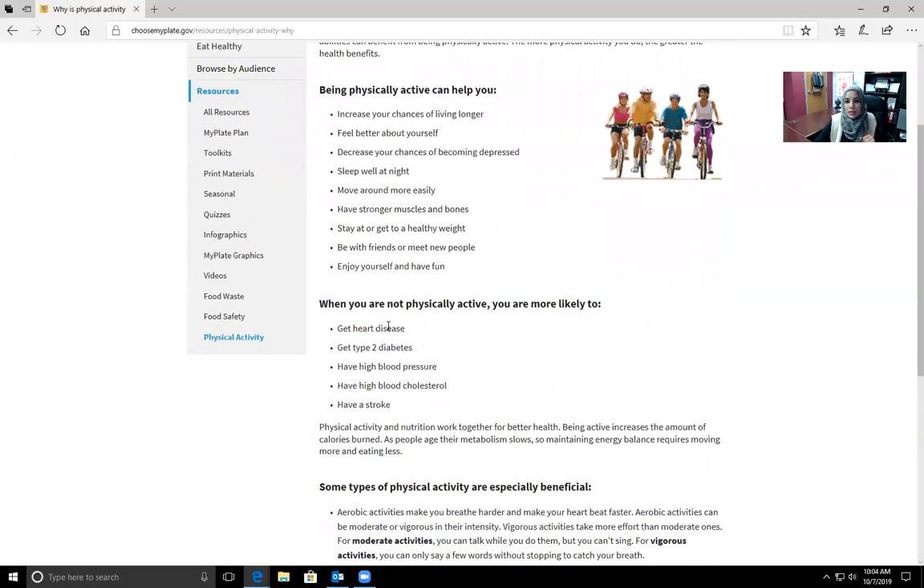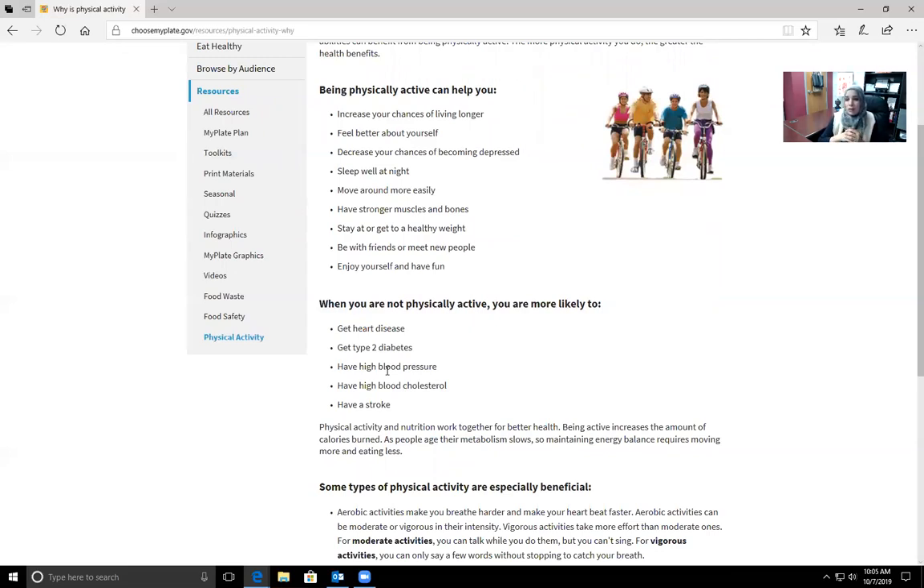When you're not physically active, you are more likely to get heart disease or increase your risk of heart disease, especially in our case study, where this individual has a higher risk of heart disease, type 2 diabetes, and higher blood pressure. If you want to go a little more in depth, explain how these increase your risk of heart disease.